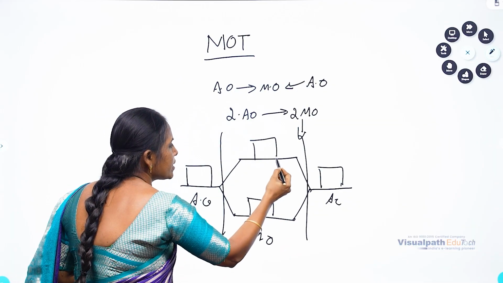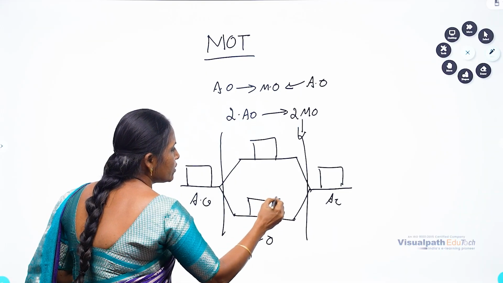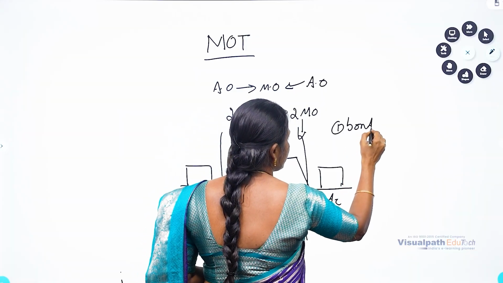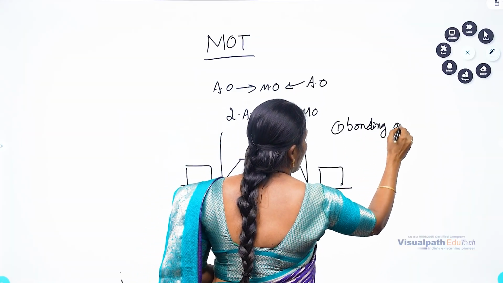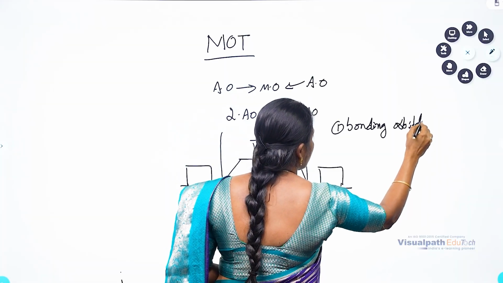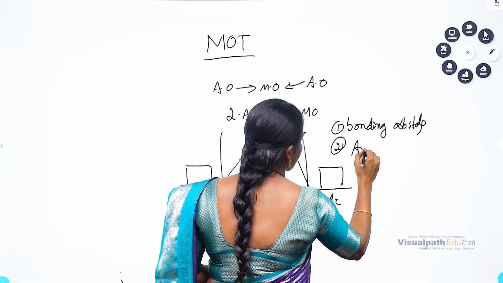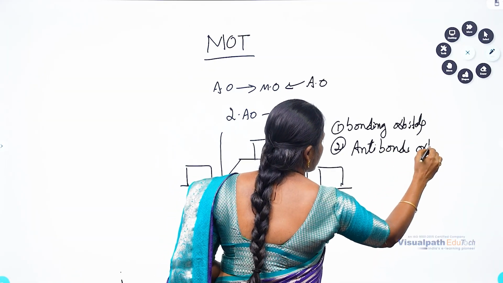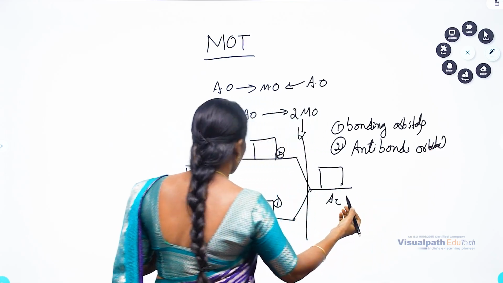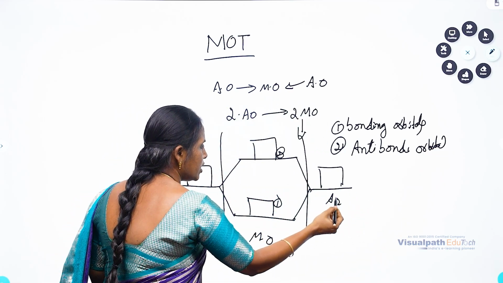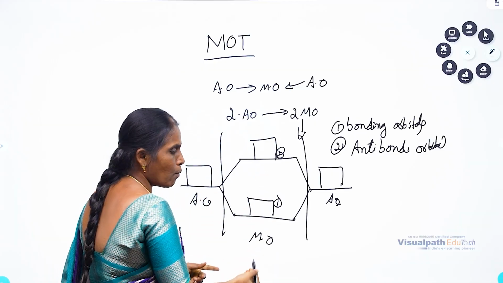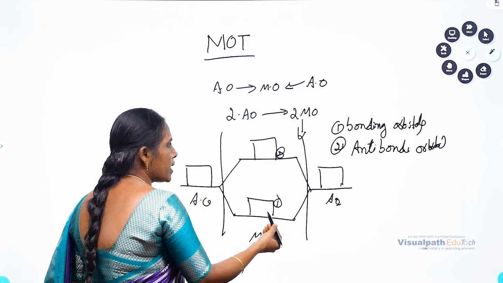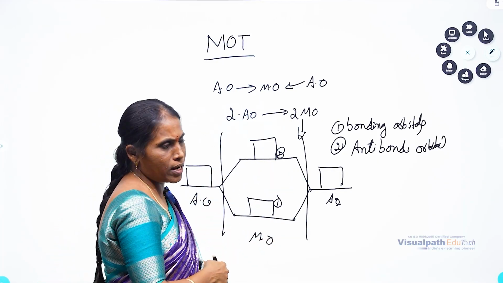So these molecular orbitals are again classified into two. One is known as the bonding orbitals and the second one is known as the anti-bonding orbitals. Here these two are the atomic orbitals. These two atomic orbitals are combined and form a molecular orbital. So these molecular orbitals are again two types. One is the bonding orbitals and another one is the anti-bonding orbitals.